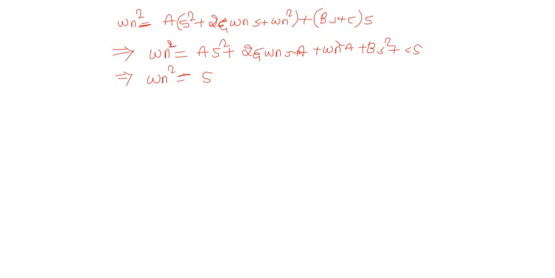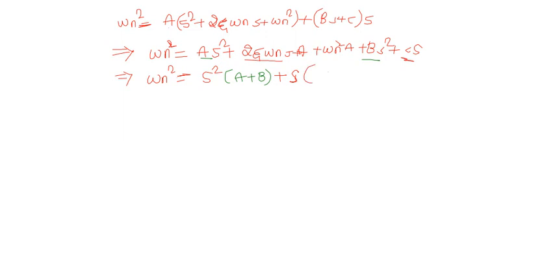After this, I am taking the common terms for S square. For S square, how many terms do we have? We have A and B. So I am taking the common terms of S square: S square into A plus B. And again, I am writing the S terms. For S, the common terms are 2 zeta omega n A and C.